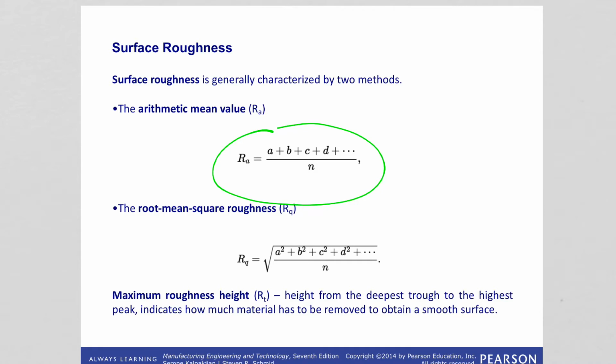And there is definition of maximum roughness height, RT. This is the height from the deepest trough to the highest peak. Indicates how much material has to be removed to obtain a smooth surface.